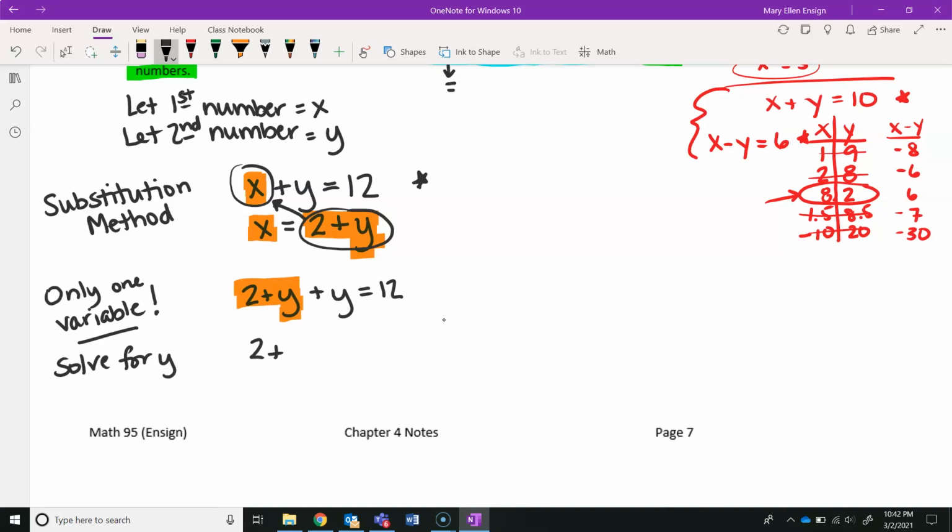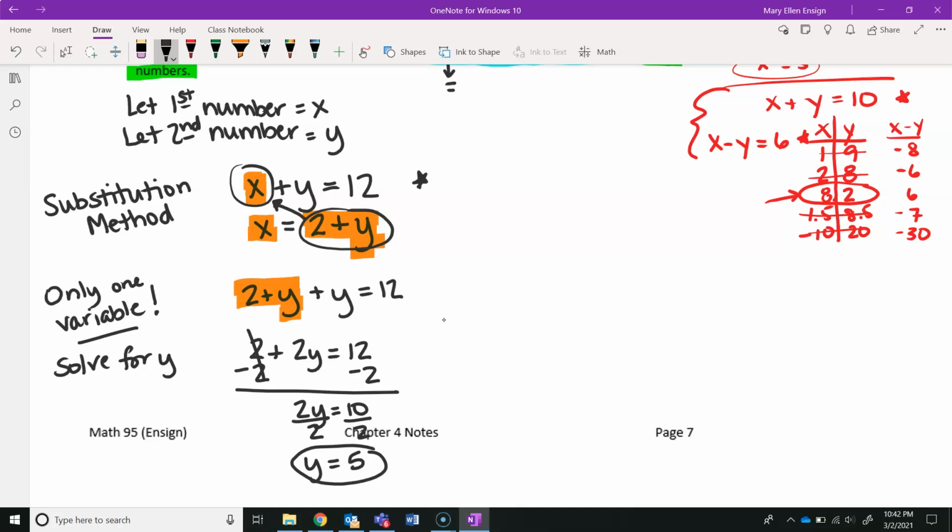So I'm going to have 2 plus y is 2y. I'm going to subtract 2, and I will have 2y equals 10, divide by 2, y equals 5. So I know so far that my y equals 5. Now don't forget that I need to find both numbers. That was what it asked me to do, find two numbers.